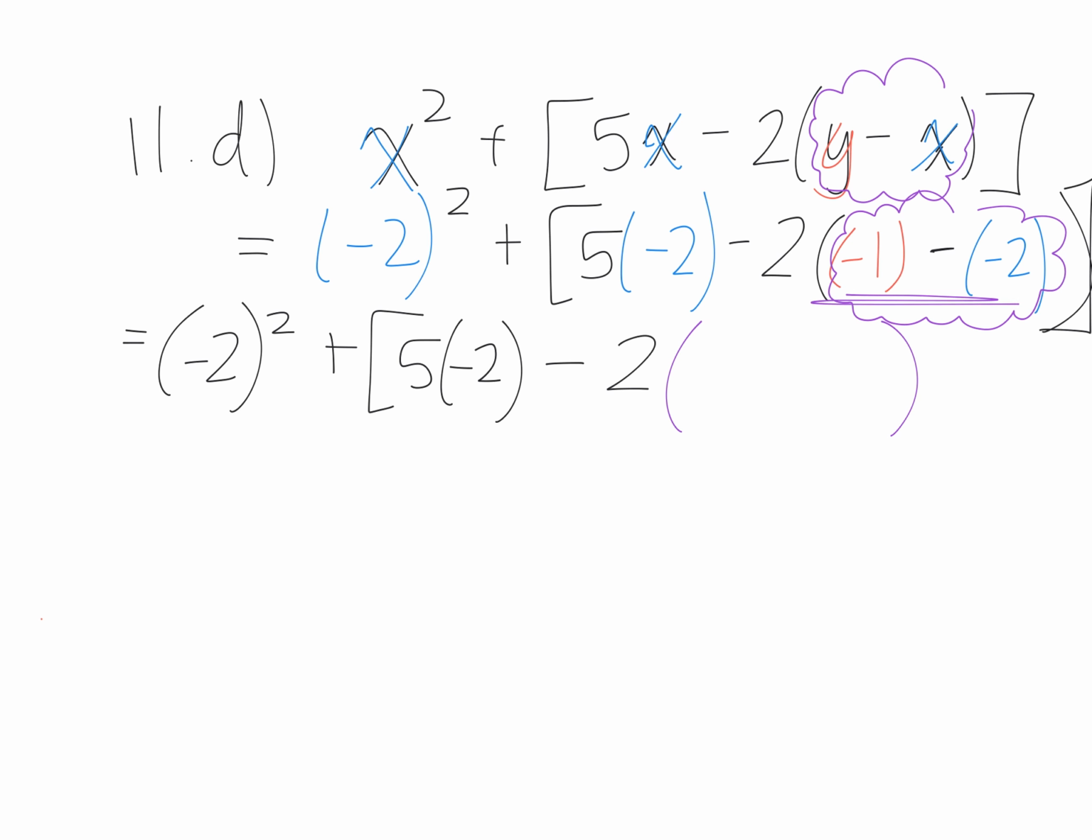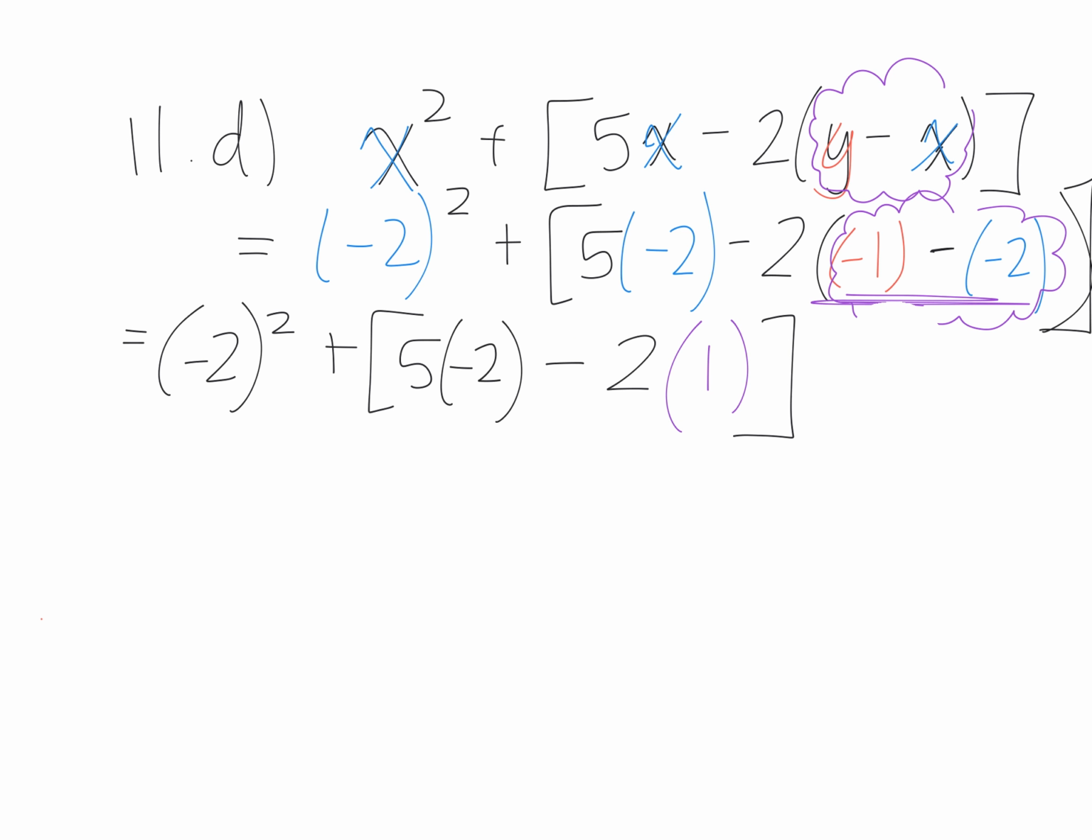What is -1 take away -2? 1. Okay, so all we've done right now is one bracket. Y minus x is 1. -1 minus -2 is 1. Now what do we do?